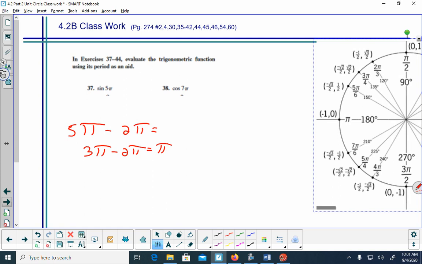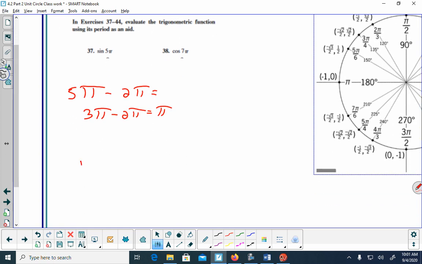So what that means is 5 pi, if I drew that angle, here's my initial side, that's 2 pi, that's 4 pi, and here's 5 pi. So I'm going to end up right here. It's just I took 2 laps around the unit circle to do that.